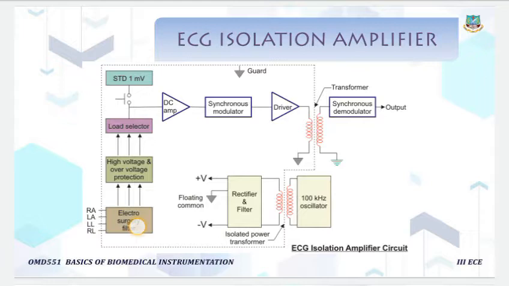Okay, this filter circuit is followed by a high voltage and over voltage protection circuit. While taking the measurements, if a large voltage comes, such as during the defibrillation process, it will all be handled by this high voltage and over voltage protection circuit. That is, the over voltage or high voltage is protected against by using this circuit.